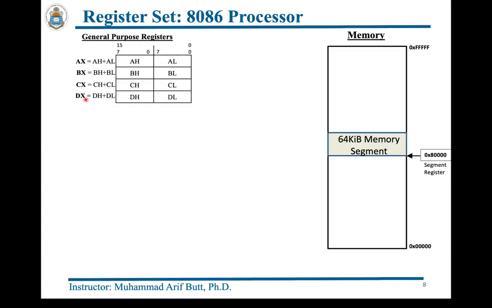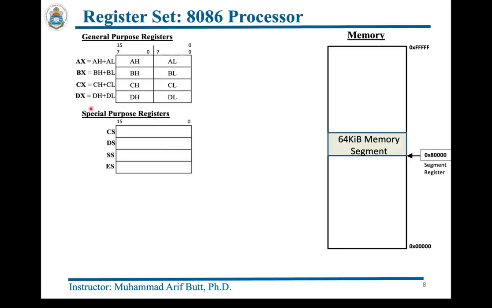This DX is called the data register, normally used to hold part of the result from a multiplication or part of the dividend before a division operation. And this is also used to store port numbers in I/O operations. So after these four general purpose registers, then we have the special purpose registers. And first of all, Intel 8086 has these four 16-bit segment registers, each containing the starting address of a memory segment.